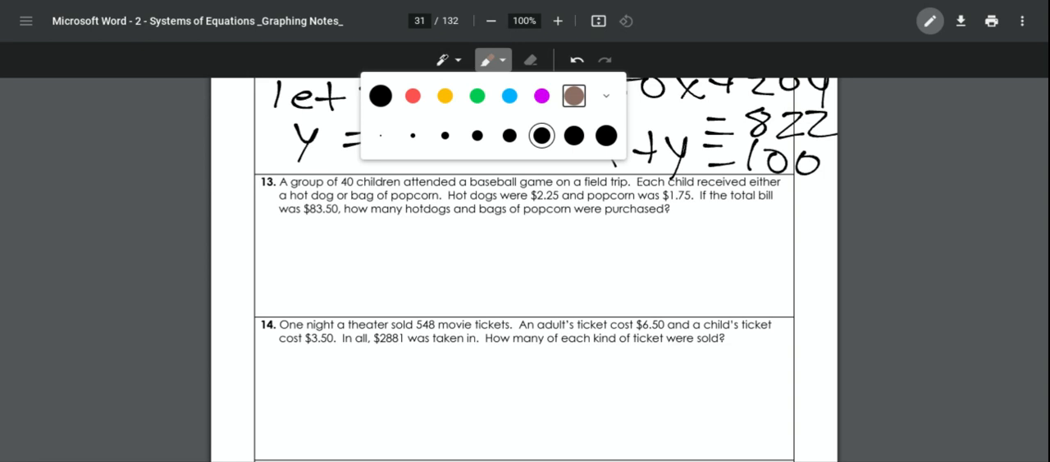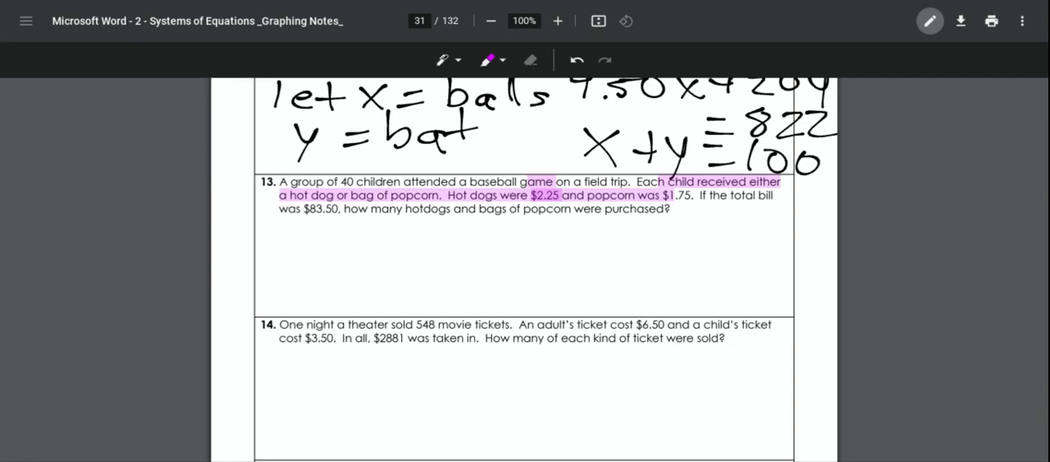So again, when you're doing these word problems, I think it's really helpful just to think, okay, how many dollar signs do I see? I see one.